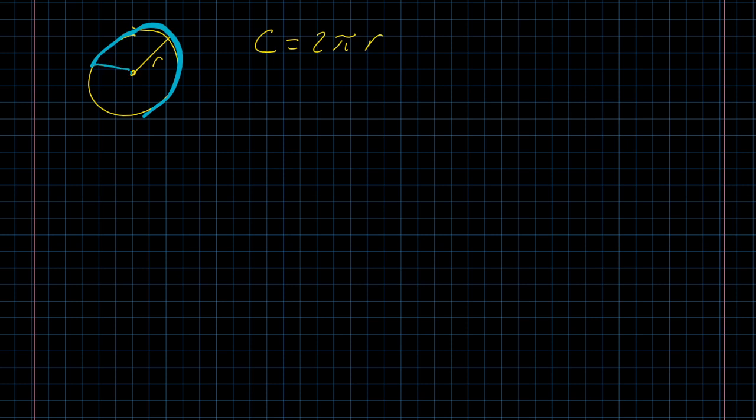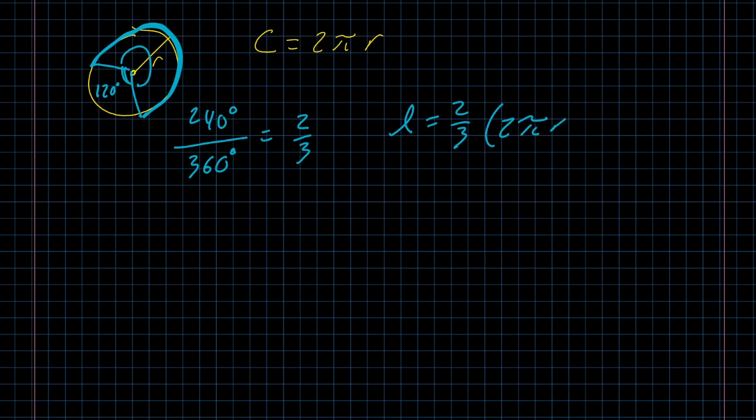Well, it turns out that the geometry is actually very forgiving for us here. If I know this angle, let's say I know that that angle is 120 degrees. Well, then that means that the rest of it is 240 degrees because the entire circle is 360 degrees. And if I divide the angle that's inside the circle by the entire angle around the circle, in this case, I get 2/3. So the length of the part that's in blue is 2/3 of 2 pi r.